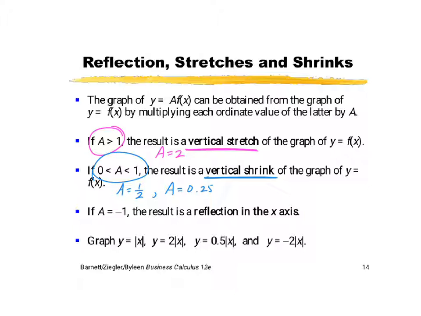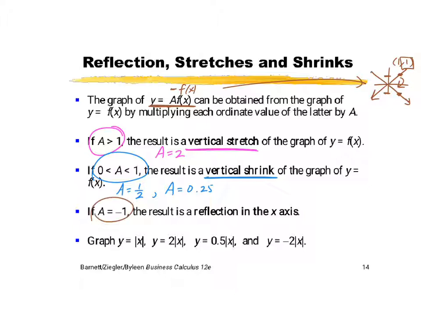Okay, for the next one, it says if a is equal to negative 1, the result is a reflection in the x-axis. So if you think of it in terms of y equals a times f of x, in this case it just becomes the opposite. We'll think of it in terms of the axes. If all of my y values become the opposite, and I'll just call this 1, 1, the opposite of 1 would be -1. And so here, this point would shift in this direction. And so my graph would reflect across the x-axis.